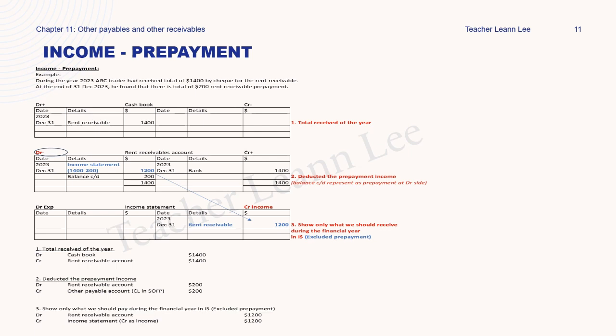1,200 as the money I receive for the rent receivable. So debit the rent receivable account, credit the income statement account. The double entry is shown as follows, you can refer.